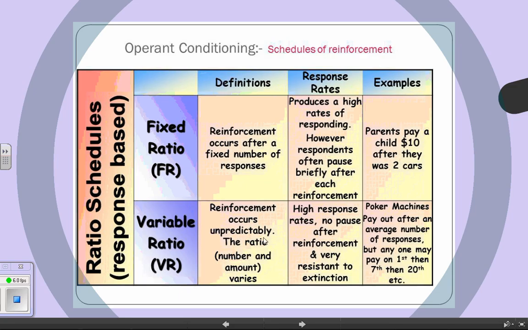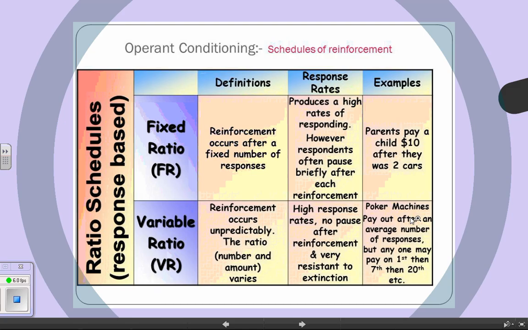I want you to remember that, because this is the way the pokies work. Not even those who own the machines know when the reward will come. Now, what happens with this? What's the positive and what's the negative? The positive is there is a high response and there is no pause, as there was here, and it is very resistant to extinction. So it doesn't stop, it doesn't exit. We are hooked. Do you see any negative? No negatives.